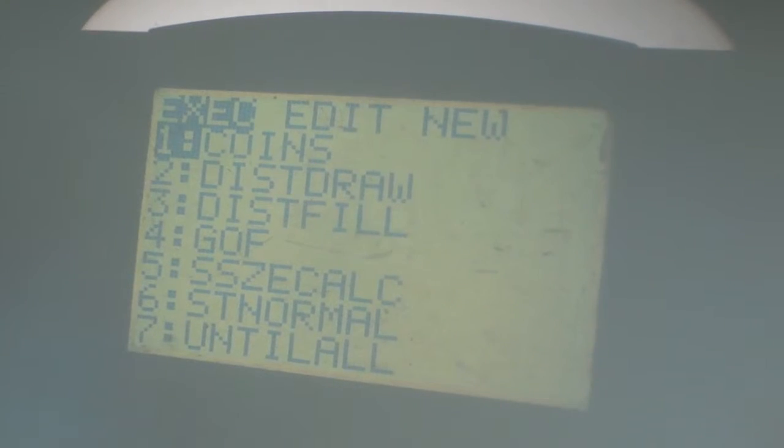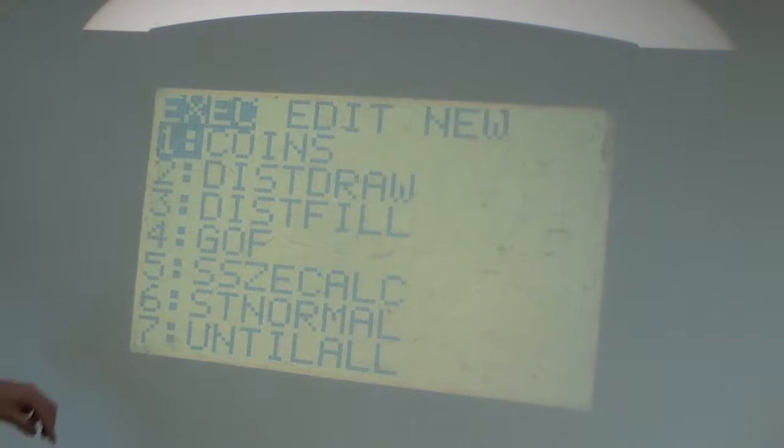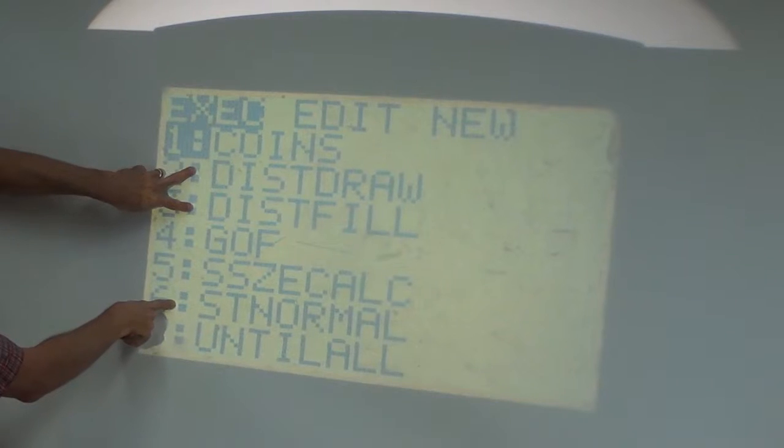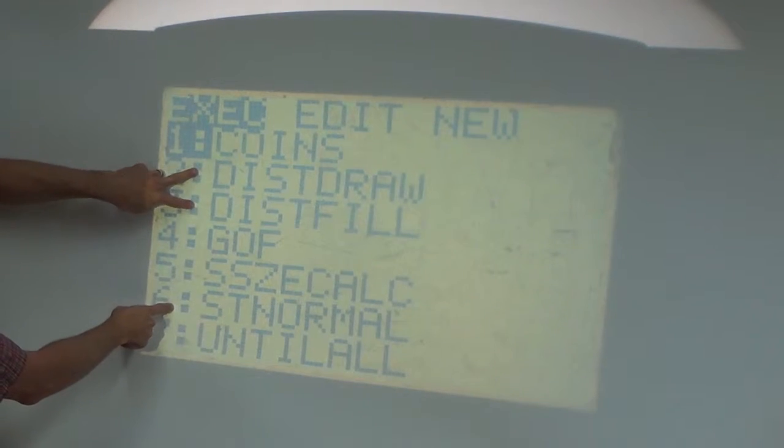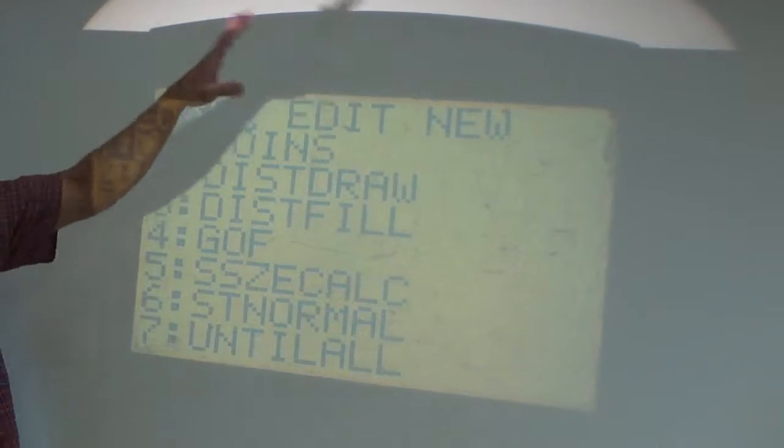Some of these you'll never use. But the ones you definitely will use in this class are these 3: disk draw, disk fill, and the normal. And we won't use the normal today. I'm thinking next week.